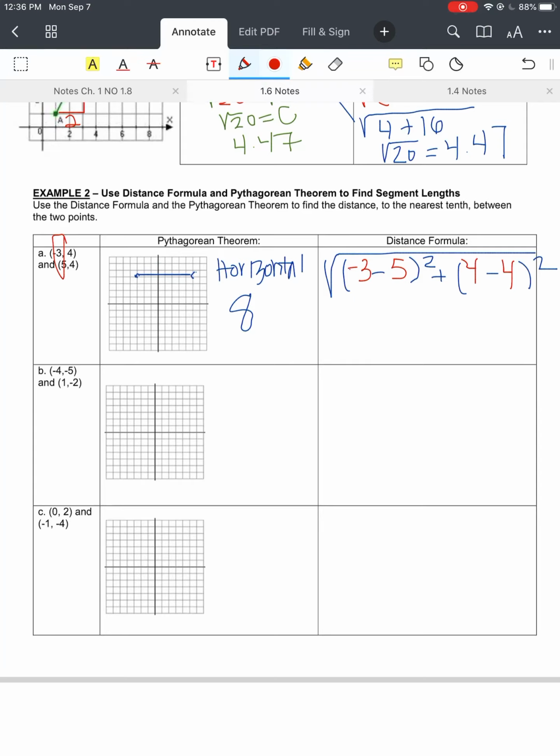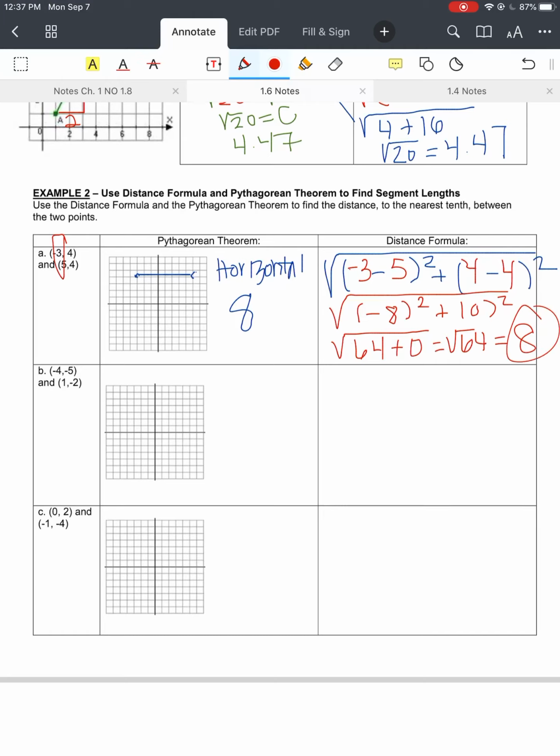I'm going to do it by hand, but again, more than welcome to throw this in your calculator. Negative 3 minus 5 is negative 8. I'm going to keep it in parentheses because it's still in parentheses squared. Plus 4 minus 4 is 0 squared. Well, negative 8 squared is negative 8 times negative 8, which is 64. 0 squared is just 0. Well, 64 plus 0 would just give me 64, so the square root of 64 is 8. I got the exact same answer, which I should.